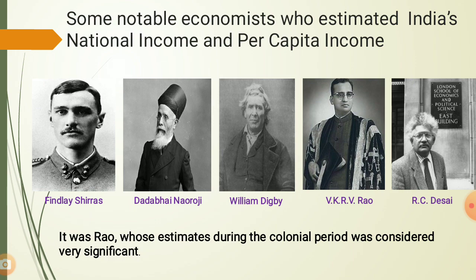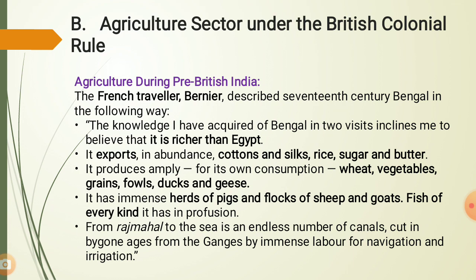Now we'll be looking at what the state of Indian agriculture was during the colonial rule. As we discussed in the last video as well, the Indian economy was mainly an agrarian economy before the advent of the Britishers, as well as during the colonial rule.